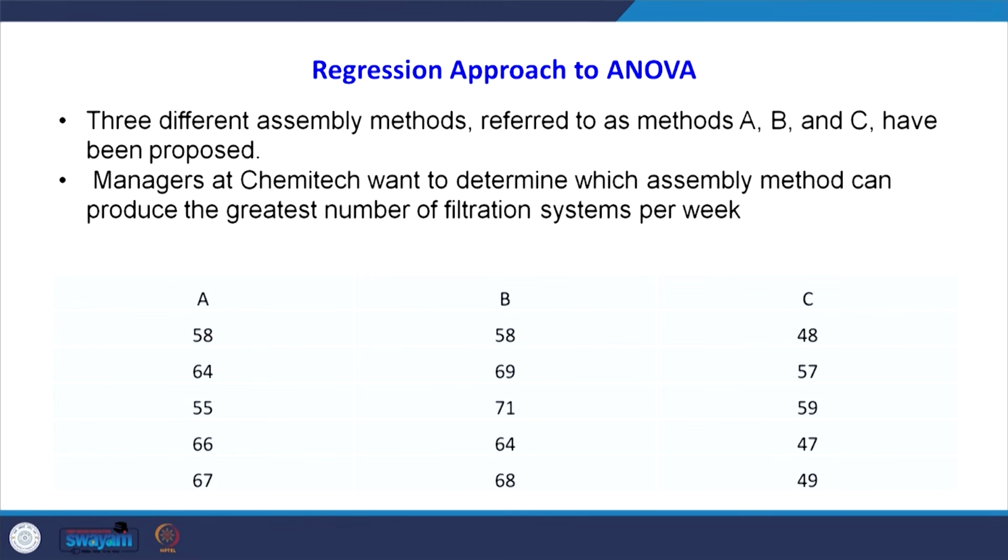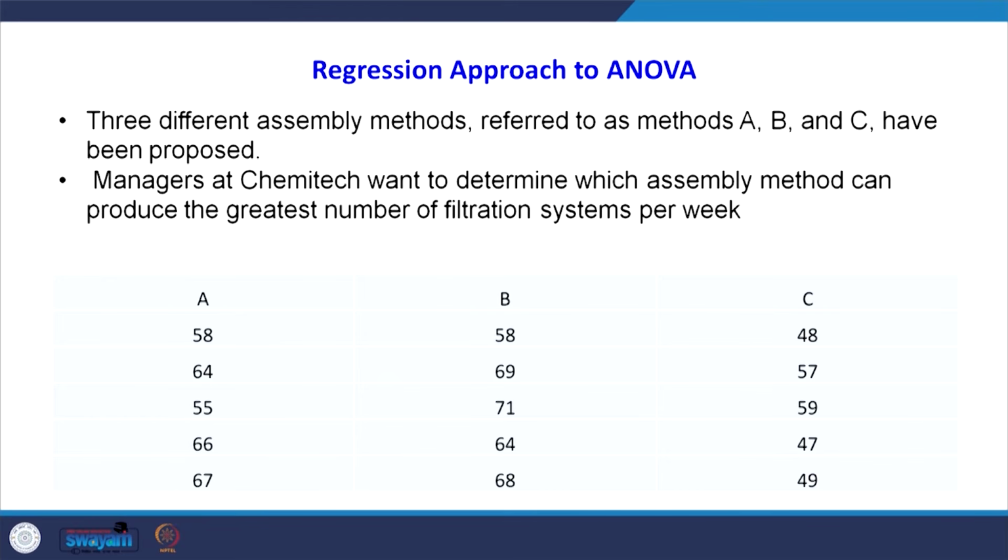There are three columns, A, B and C. A represents one type of assembly method, B represents another type of assembly method, C represents the third type of assembly method. If you follow method A, the 58, 64, 55, 66, 67 represents the number of products assembled per week. Similarly, under column B, 58, 69, 71, 64, 68 represents the number of products assembled per week. Here the product is a filtration system.